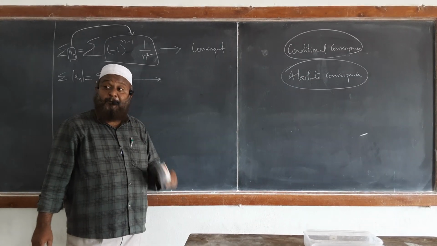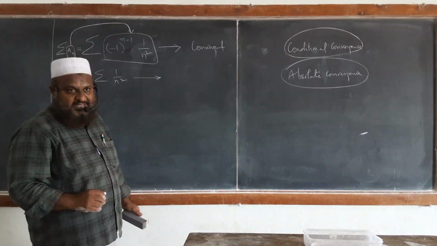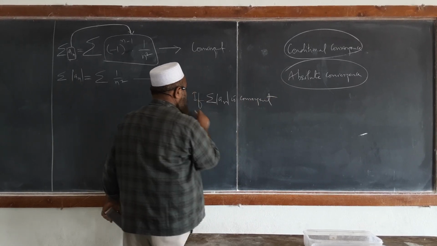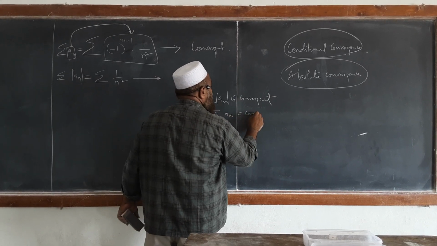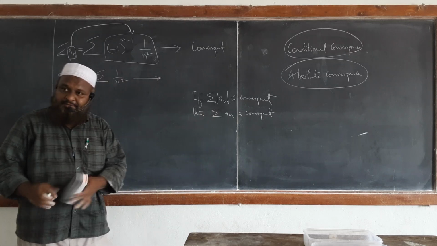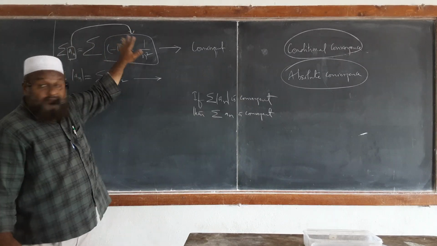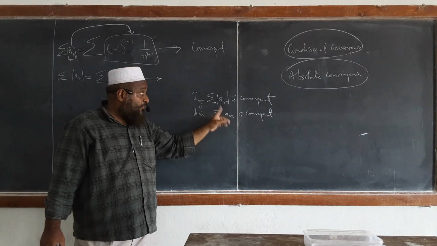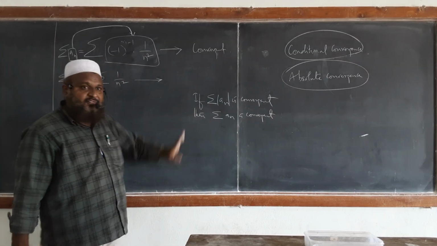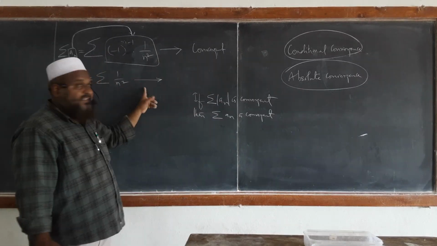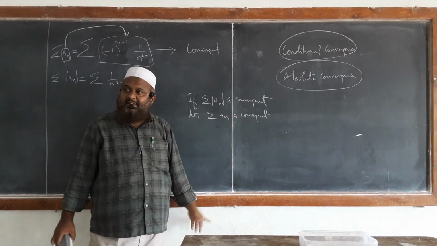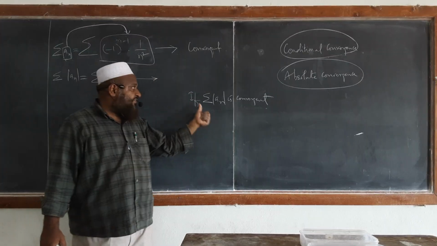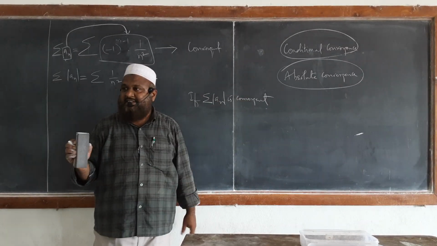But there is one very special point to be noted. There is a theorem saying that if sigma mod an is convergent, then sigma an is convergent. Meaning understood? Taking sigma mod an, if it is convergent, then removing the mod and applying the (-1)^(n-1), it will however be convergent. If this is convergent, the theorem says that this is convergent, so no need to check this one. So directly, if sigma mod an is convergent, we can declare that it is absolutely convergent.